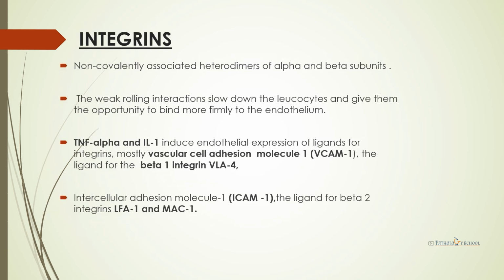Integrins are non-covalently associated heterodimers of alpha and beta subunits. The weak rolling interactions slow down the leukocyte and give them the opportunity to bind more firmly to the endothelium, as explained in short by my colleague. Tumor necrosis factor alpha and interleukin-1 induce endothelial expression of ligands for integrins, mostly vascular cell adhesion molecule 1, the ligand for beta-1 integrin VLA4, and intercellular adhesion molecule ICAM1, the ligand for beta-2 integrins LFA1 and MAC1.